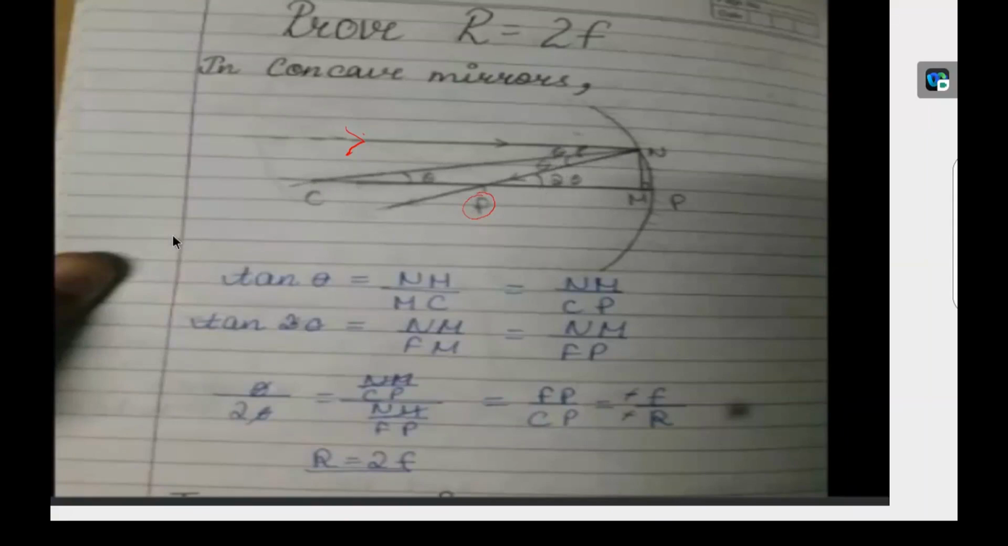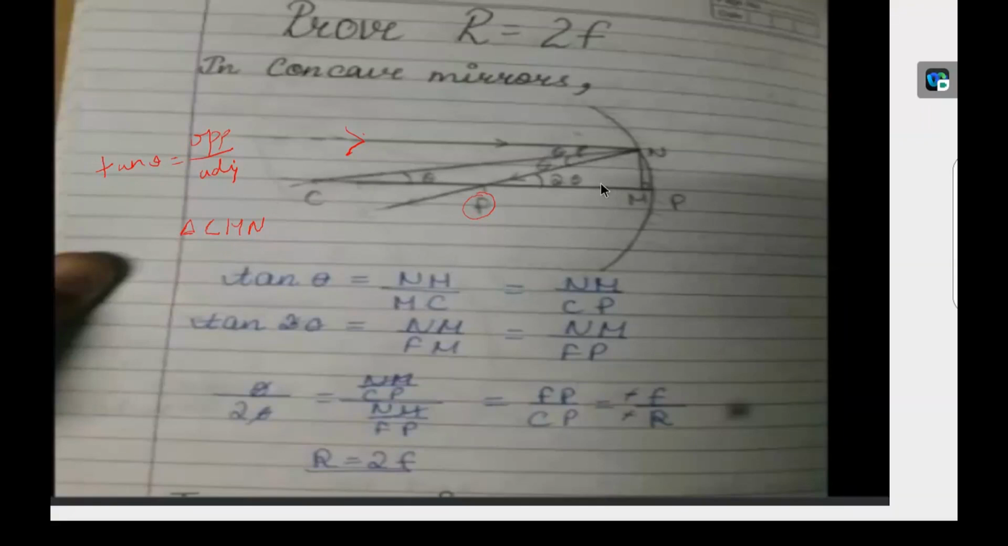Now first we will take triangle CMN. In triangle CMN, we have theta here. Tan theta is equal to NM by MC. We already have this formula from 10th class: tan theta is equal to the opposite side by the adjacent side. So tan theta is equal to, we have written, the opposite side NM, and the adjacent side MC, that is M to C.